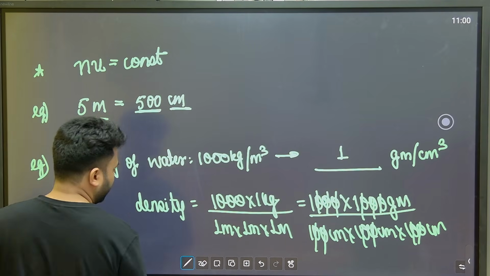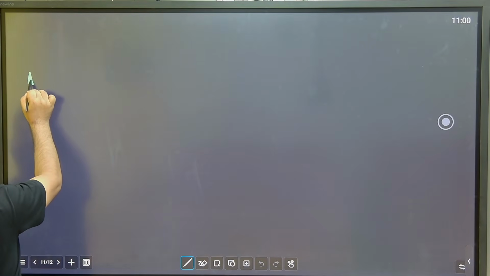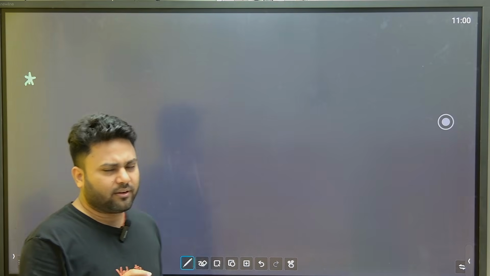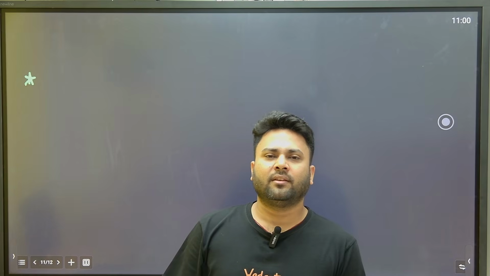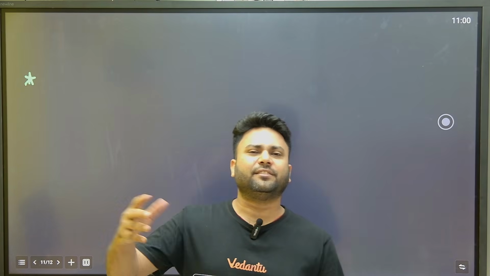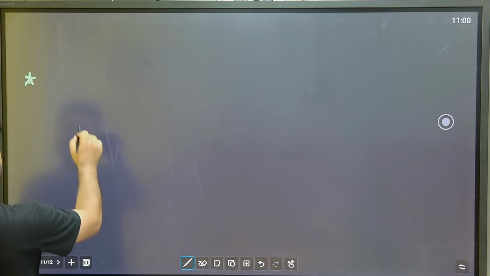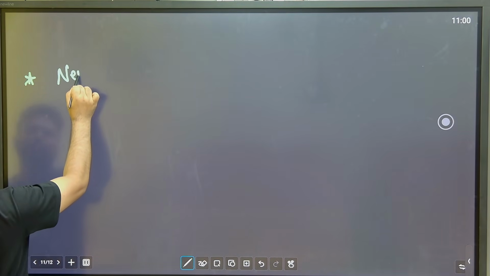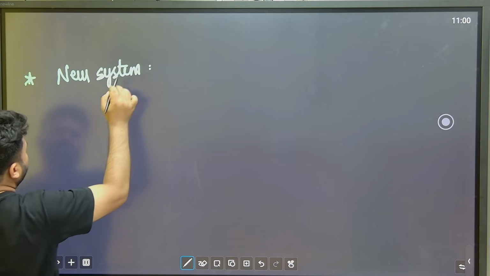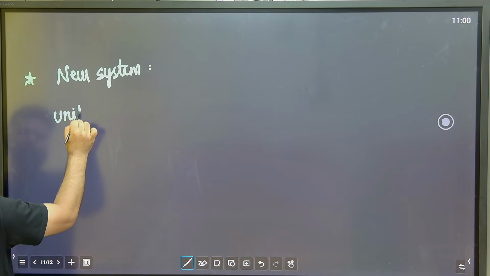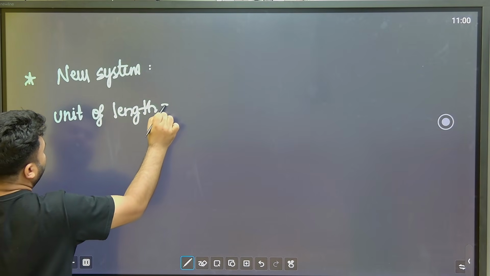Now see, sometimes a little bit difficult question they ask. They change the unit system. It is neither SI unit nor CGS unit. There is a new system. Like one example I am taking. There is a new system in which unit of length is taken as 5 meter.